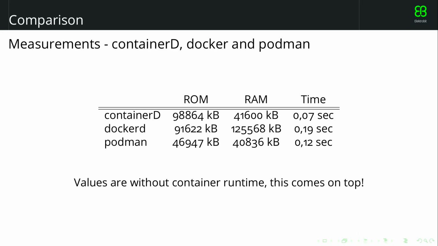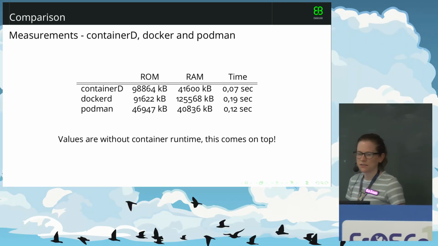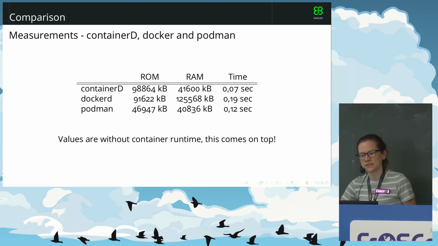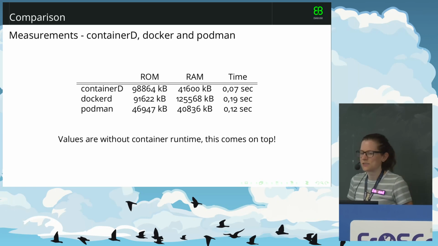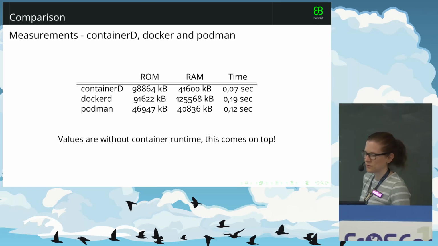So for the startup, containerd was still the fastest, but those are seconds, and then additionally the runtime itself needs to start, which needs to be considered, but no surprising values. We said before, Docker is the slowest, Docker is the biggest. You see the values. Containerd was fastest, then comes Podman, then comes Docker. That's the point.